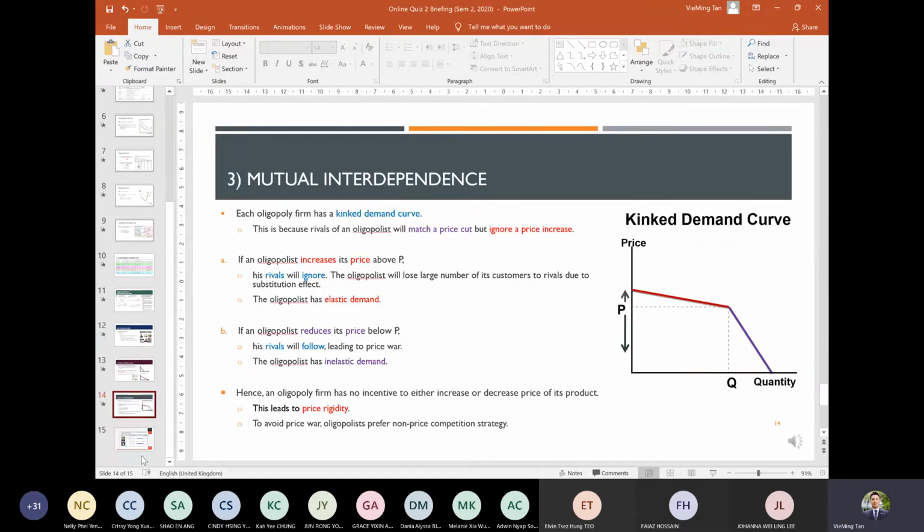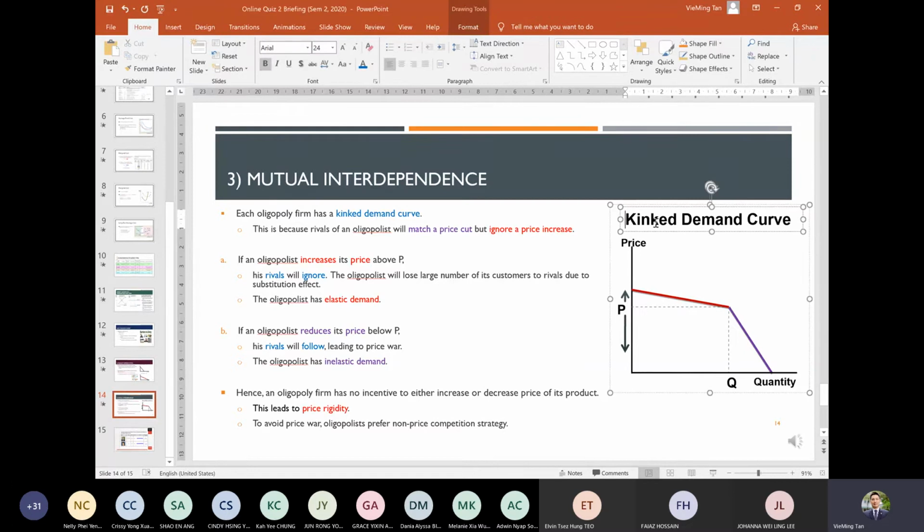Okay, there is one very important characteristic of the oligopoly market. For an oligopoly market, you may find that the individual firm's demand curve is a kinked demand curve. For an oligopoly firm, for one firm in the oligopoly market, you may find that it's a kinked demand curve.